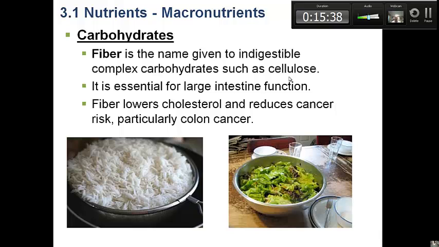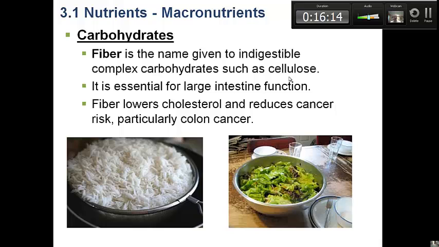There's a kind of natural study that we can look at in the world today. If we look at Asian cultures, which eat to a large extent a rice-based diet, they eat large amounts of rice with most of their meals. They have a very low incidence of colon cancer, much lower than we see in North America, where we tend to have less fiber in our diet and tend to eat a diet that has more fat in it.